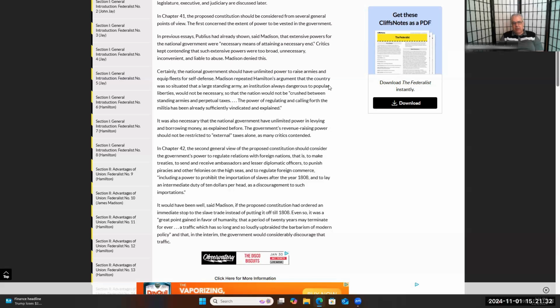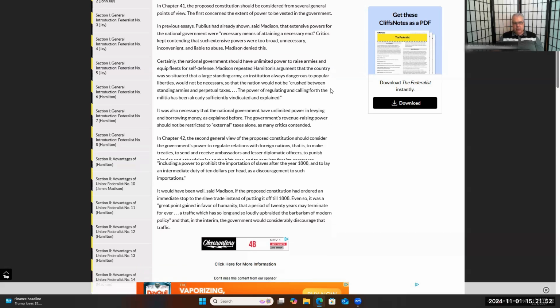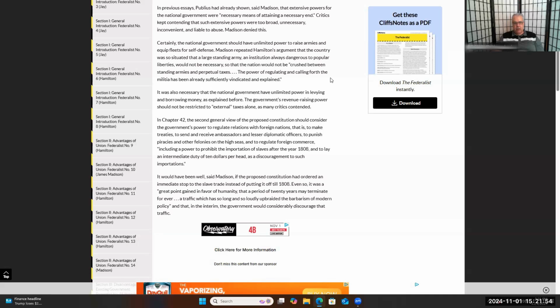Certainly, the national government should have unlimited power to raise armies and equip fleets for self-defense. Madison repeated Hamilton's argument that the country was so situated that a large standing army, an institution always dangerous to popular liberties, would not be necessary, so that the nation would not be crushed between standing armies and perpetual taxes. The power of regulating and calling forth the militia had already been sufficiently vindicated and explained.